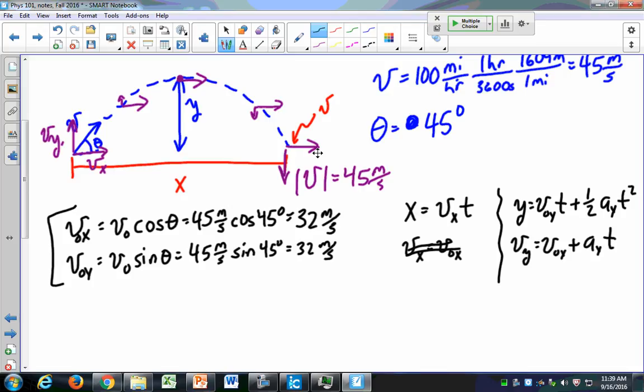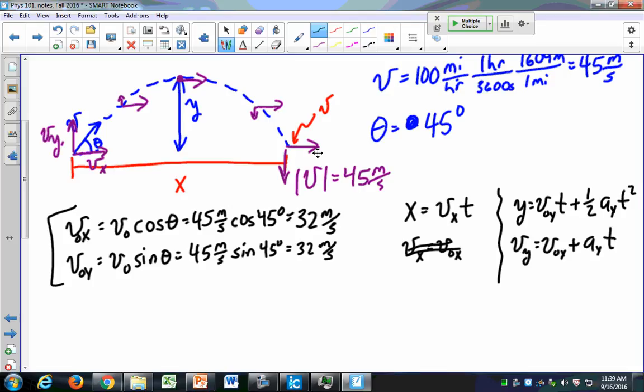So, looking at my equations, I want to know x. I know what Vx is. It's equal to 32. But I don't know t, right? I don't know t. But what is the motion that governs the time in the air? The y motion. How high it goes in the air will determine how long it's in the air. So I'm going to have to look at some of these equations over here in order to figure that out.